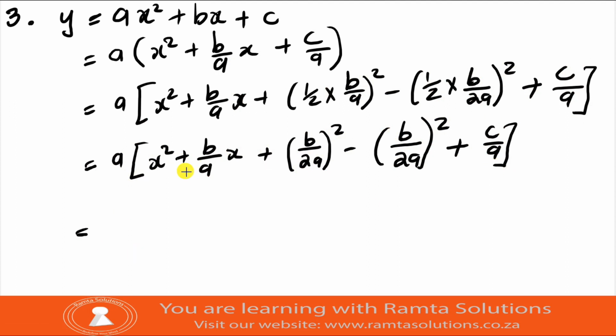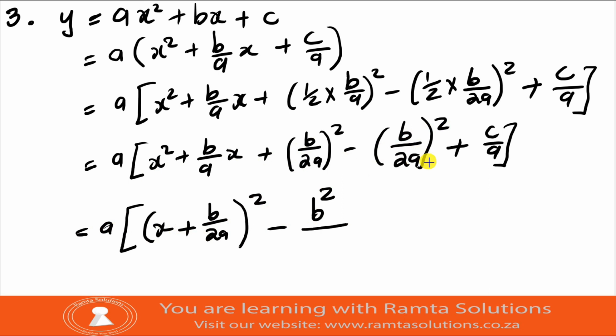Finally, this is a perfect square trinomial, right? So I will take x, this is positive, so it'll be plus b over 2a, and then here I have b squared, which is simply b squared. What is 2a all squared? It'll be 4a squared, and then plus c over a. Then I need to simplify this. My lowest common denominator is 4a squared.